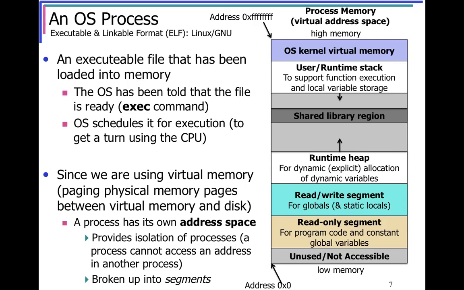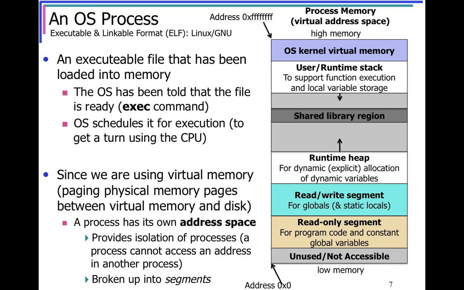So the storage and the values are held across function invocations of the same function, but the scope still remains inside the function. Above the read-write segment is the runtime heap. This is where our dynamic variables are going to have their storage allocated from. This is where all variables with explicit allocation are allocated from.